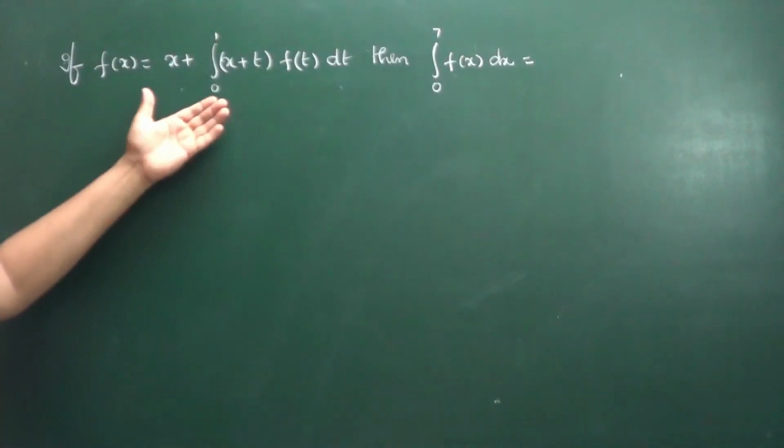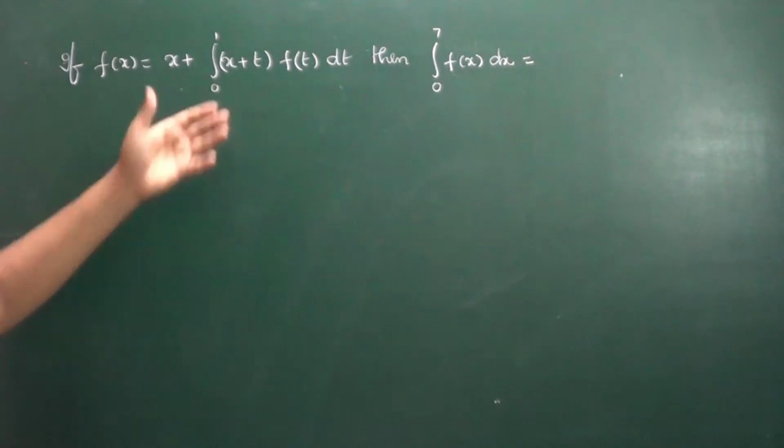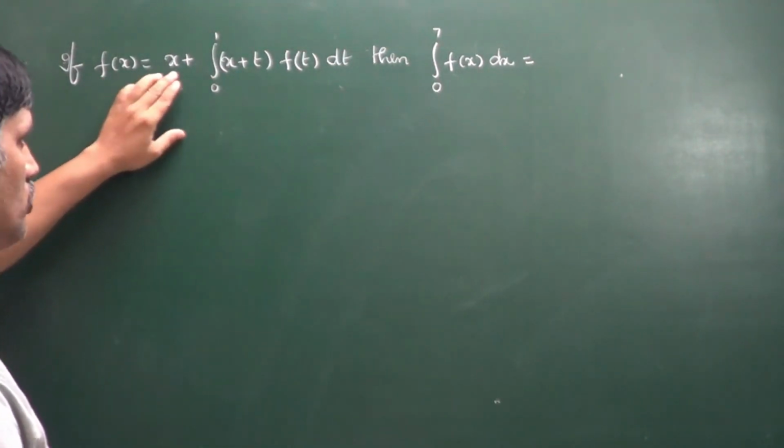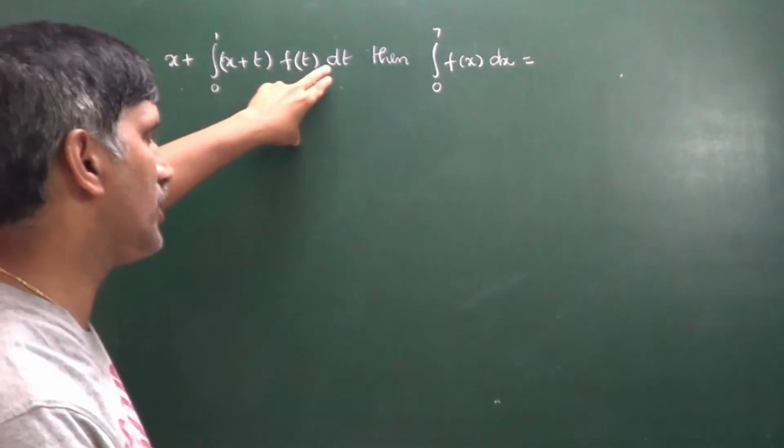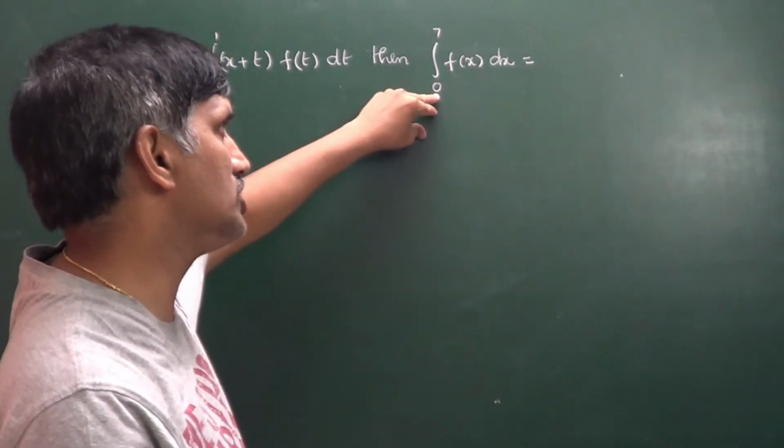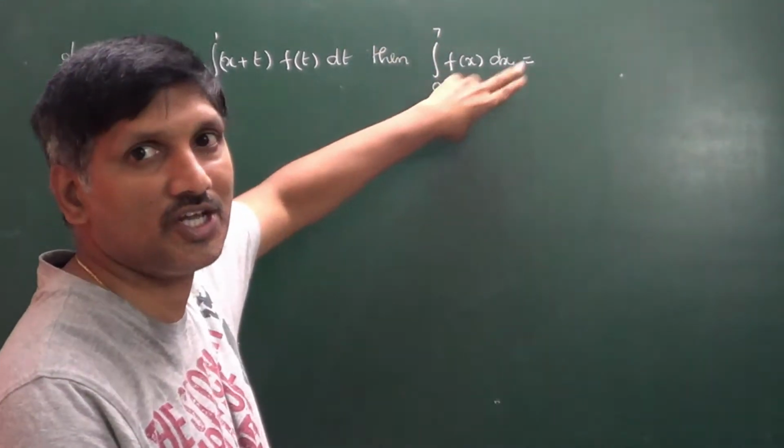Okay. Let's have another important question, an important model. You can see f of x is equal to x plus the integral from 0 to 1 of (x plus t) times f of t dt. Then he is asking for the integral from 0 to 7 of f of x dx.